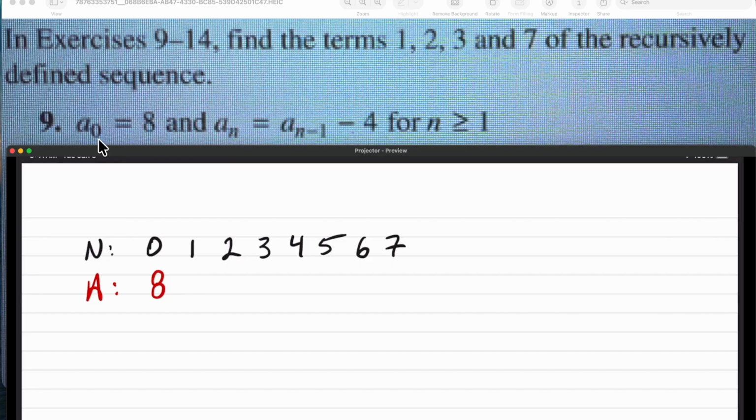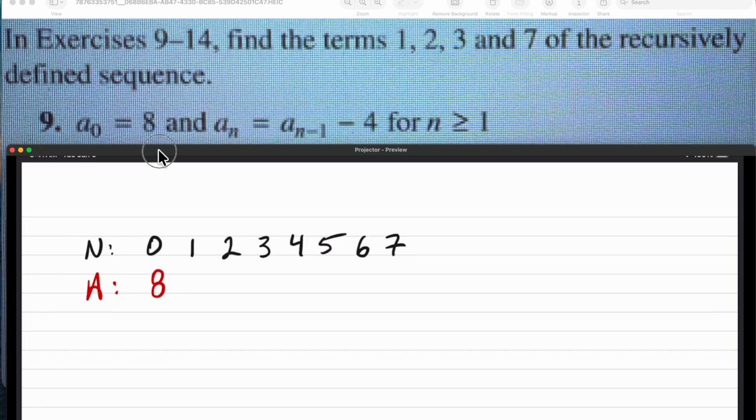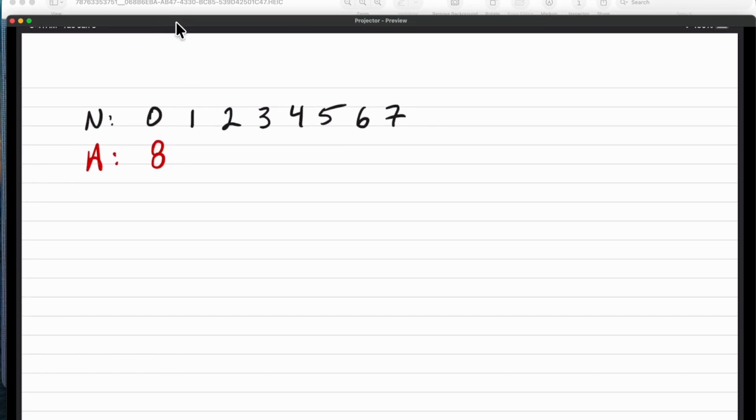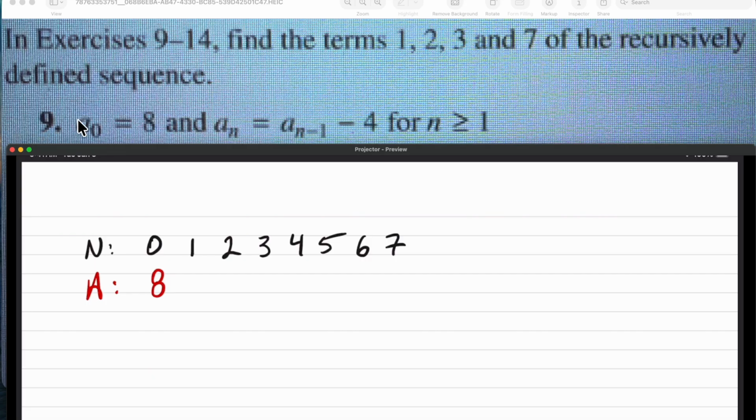Now they gave us a sub 0 equals 8, and this is the recursively defined formula. So look at this now. The value at position 0 is 8. Here's position 0, here's the value 8. Now folks, look at this recursive formula.